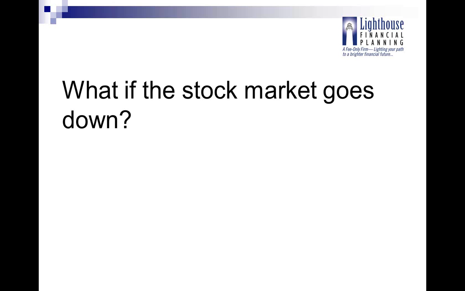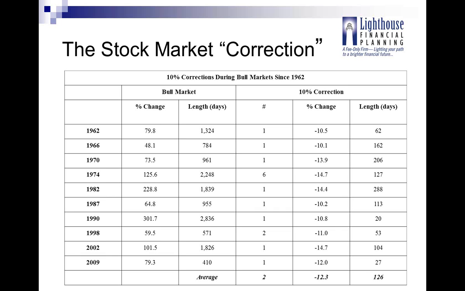But the other thing is that in every market, there are what we call corrections. That is, the market went down during a bull market. This is a list of all the 10% corrections, where the market dropped 10% from its high point before it turned around again, or more, since 1962. The last one was in 2009. The bull market had gone up 79% over 410 days. We had a 10% correction where the market went down 12%, and that lasted 27 days.